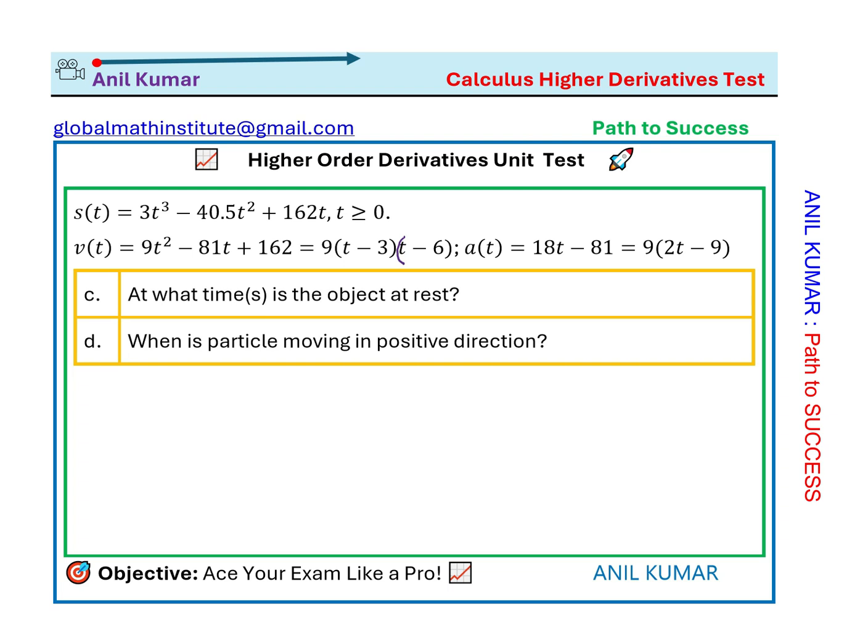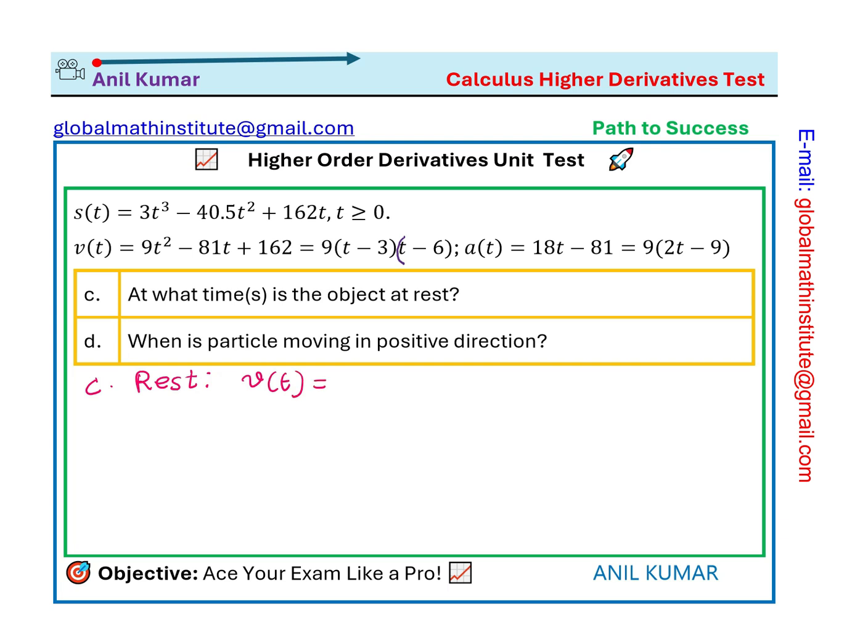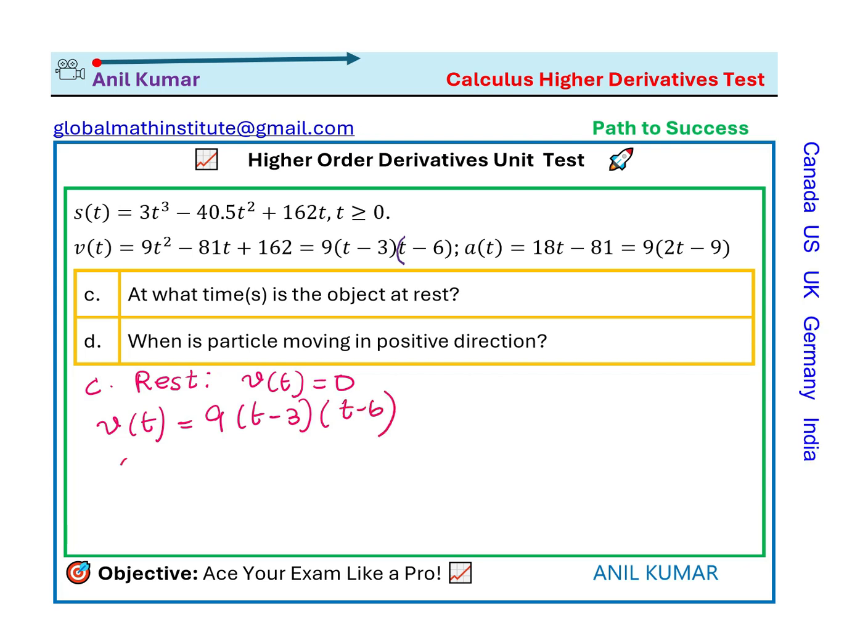At what times is the object at rest? So let's answer part C. Rest basically means that the velocity is 0, right? Now, velocity expression is what? So, I've written in factored form, which will be more useful. So, it's good to look into both the forms if possible. Correct. So, if I equate this to 0, we get 9 times t minus 3 and t minus 6. So, at t equals to 3, right? And at t equals to 6, we see it is at rest.